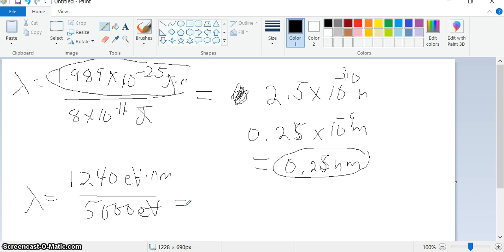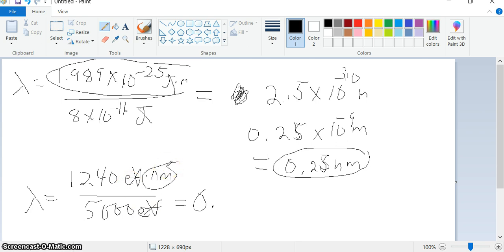All right, so let me get my calculator here. 1240 divided by 5,000 comes out to be 0.248, which of course would round to 0.25. Remember, since the electron volts cancel, the answer is in nanometers.